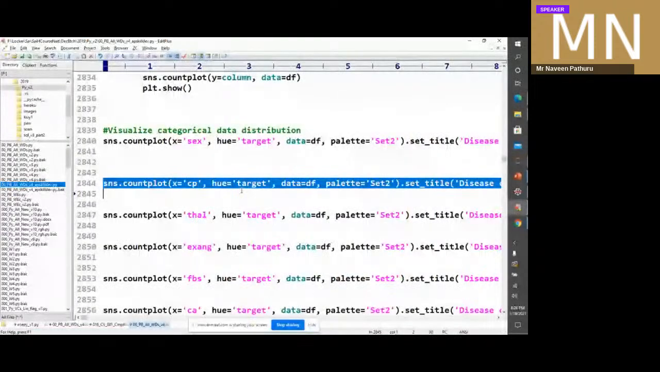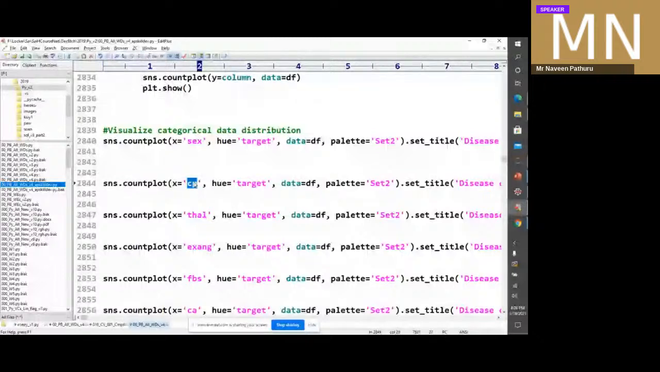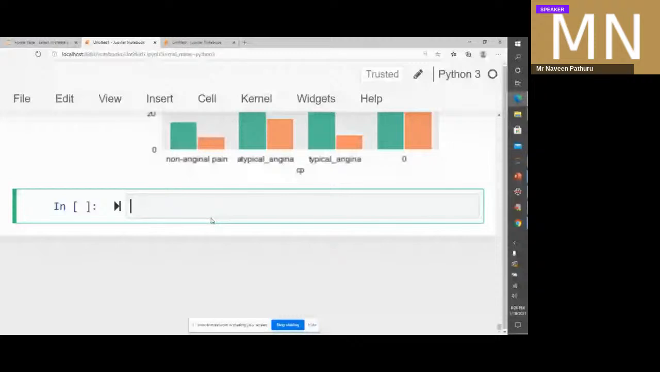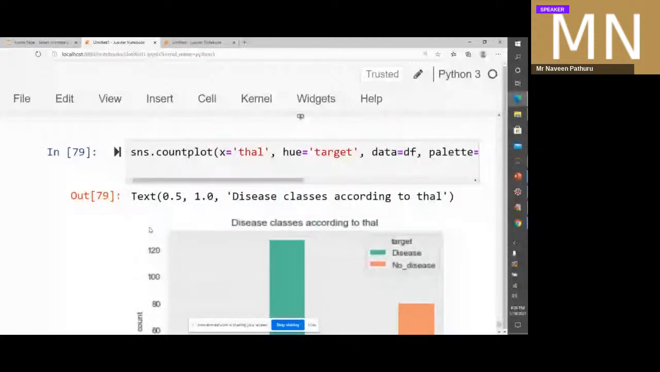Count plot. So again, we're visualizing two variables. One is the independent variable. The target is our dependent variable. That's what we're interested in. Then take a look at the thal. I think one of them is the heartbeat rate. It's probably the heartbeat rate, maybe.